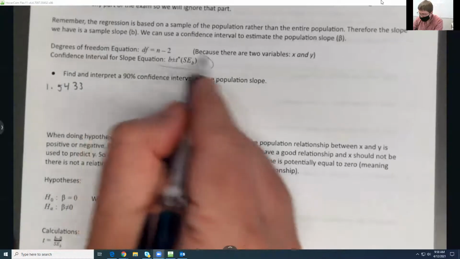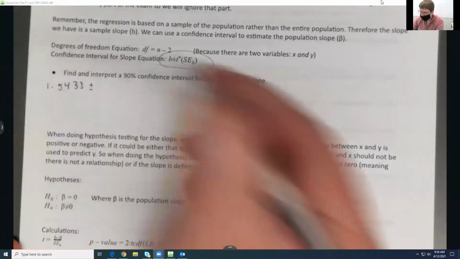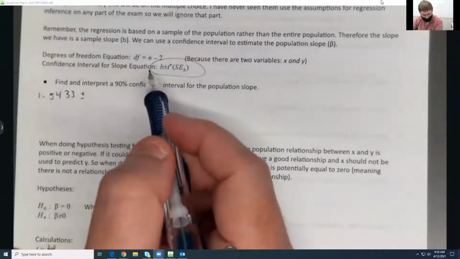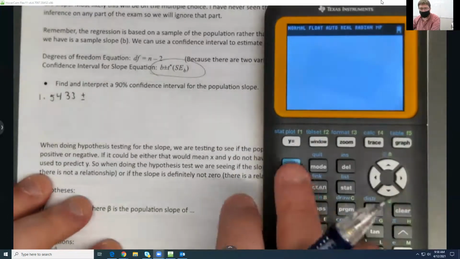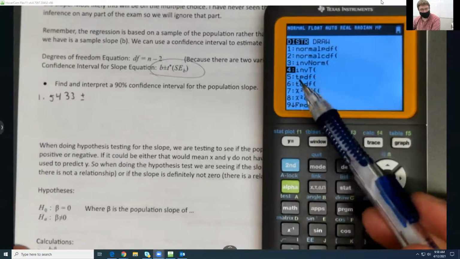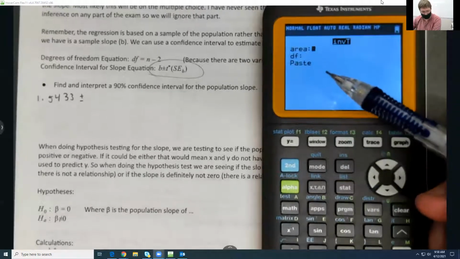All right, I'm using this formula right here to calculate my confidence interval. So this is plus or minus the t-score. To find the t-score, we're going to have to use the old program in the calculator, not the fancy new ones. We're going to have to use the inverse t. So we're going to go to second, bars, and go to number 4. We're going to press enter.